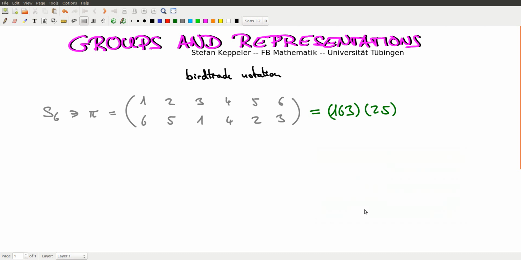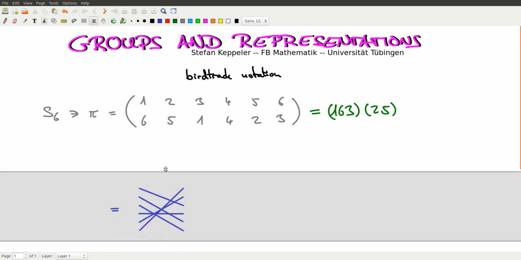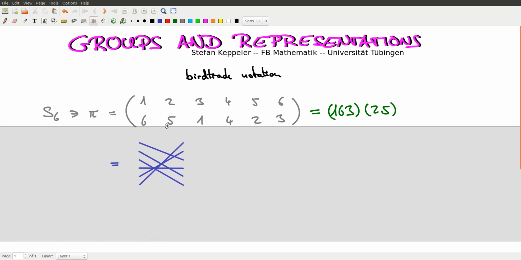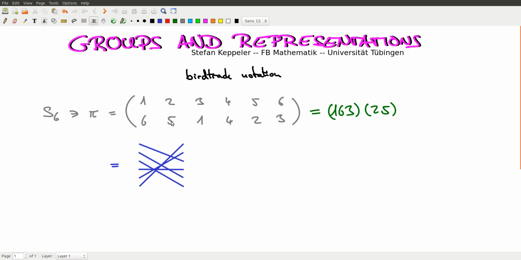The third notation I want to show you is the birdtrack notation. It's a diagrammatic notation. So in birdtrack notation, our permutation here would be represented by this diagram. And think of this diagram as follows. We read this from right to left.